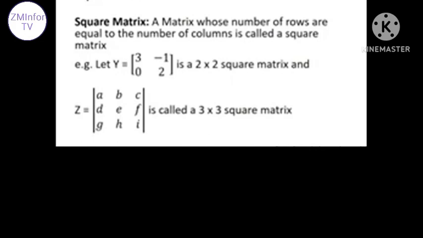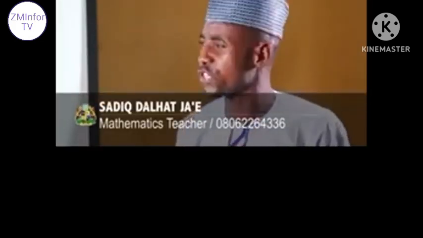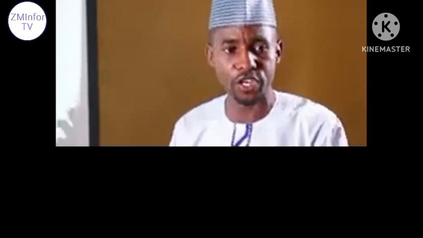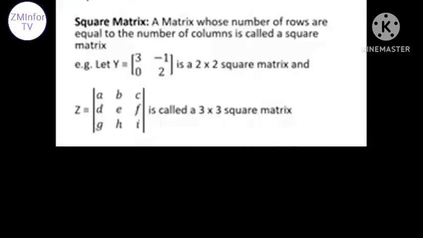You should note it is of great importance. When naming a metric, you should start with the order of the metric. That is why we said this metric Y is a 2 by 2 square metric. 2 by 2 is the order, while square metric is the type of the metric. The same thing in metric Z.